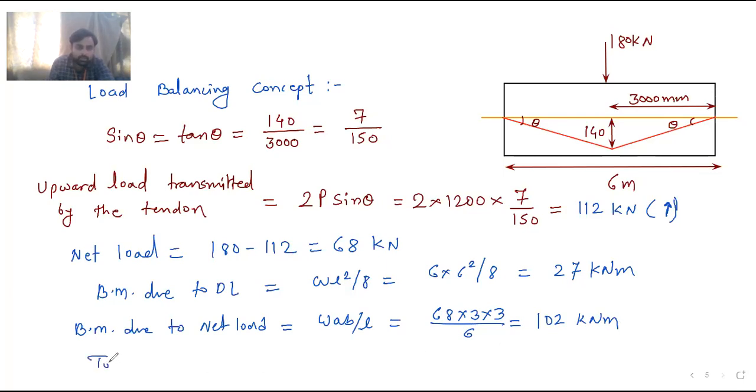So total bending moment M is equal to 27 plus 102, which is 129 kilonewton meter. 129 kilonewton meter. Okay. So now the extreme stresses is equal to P by A plus or minus M by Z.